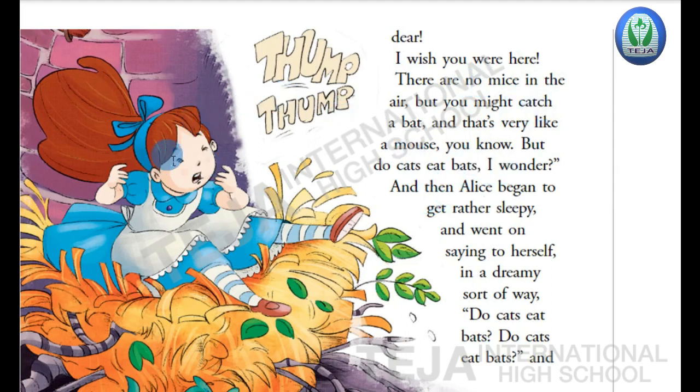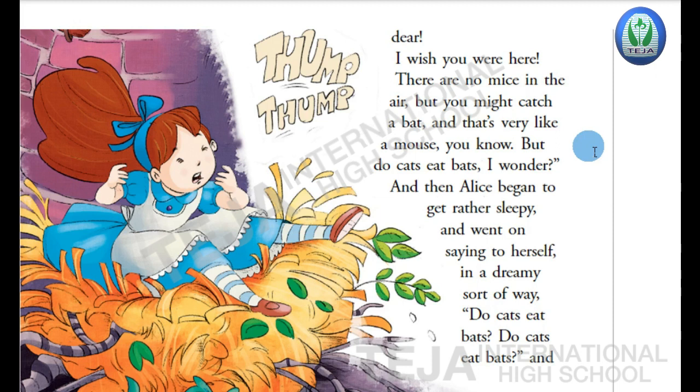And she is also talking to herself that there are no mice in the air. As she is falling down, there are no mice there. But she is thinking that you might catch a bat. So mice are not there, but bats are there.